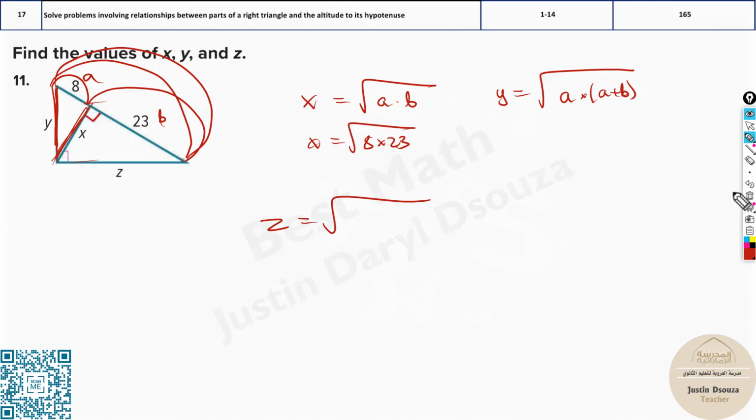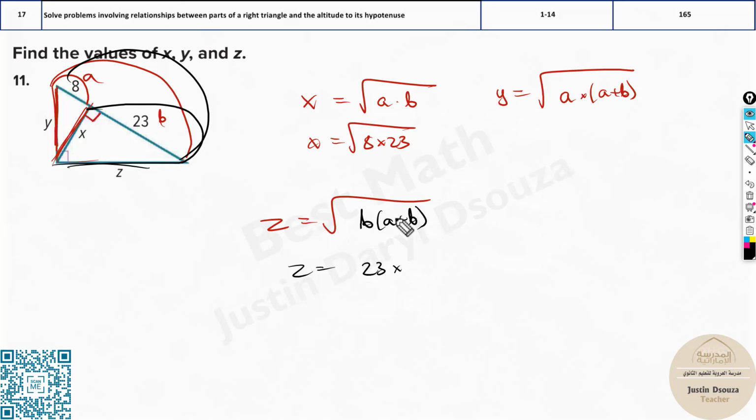It will be, but I better change the color over here. So now let me write it over here. See, from here, B and the total value. So it will be the square root of B times A plus B. So here, let me substitute. B is 23 times 23 plus 8 would be 31, and that's the square root. You get the answer in the calculator directly. And what about this one over here? Y will be equal to the square root of A, which is 8, times, add them both up, it will be 31, the same over here. So now we use our calculators and solve them.